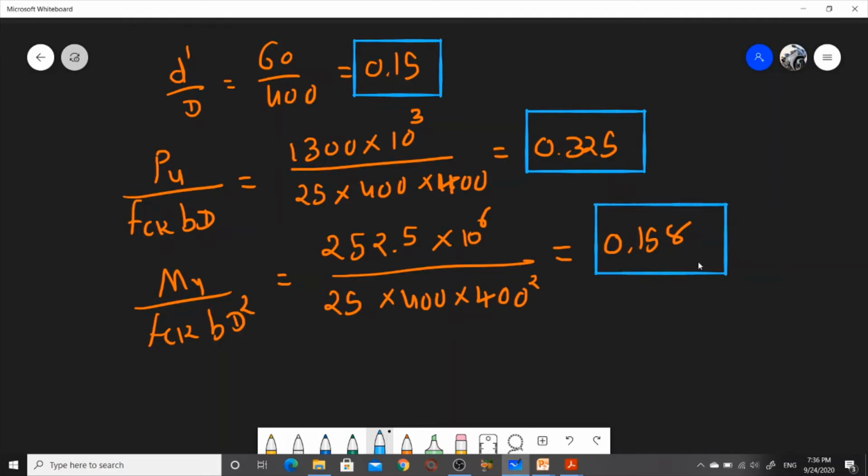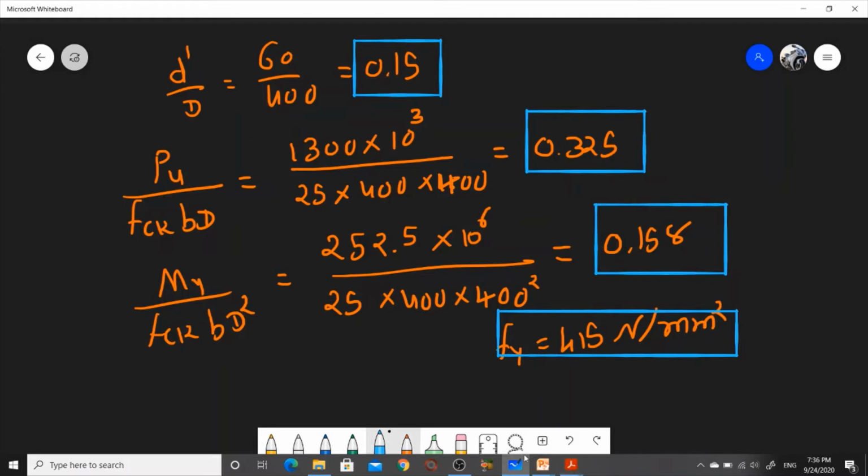So we have these three values, and one more value, Fy, which is 415 Newton per mm square. From these four values we have to find out a trial percentage of steel. So how can you find it out?